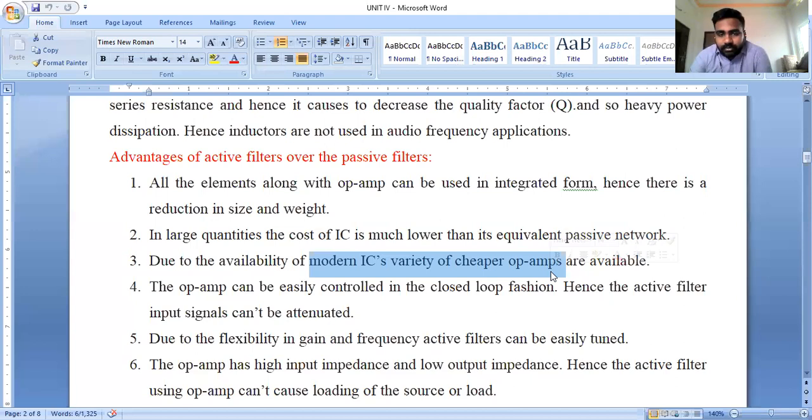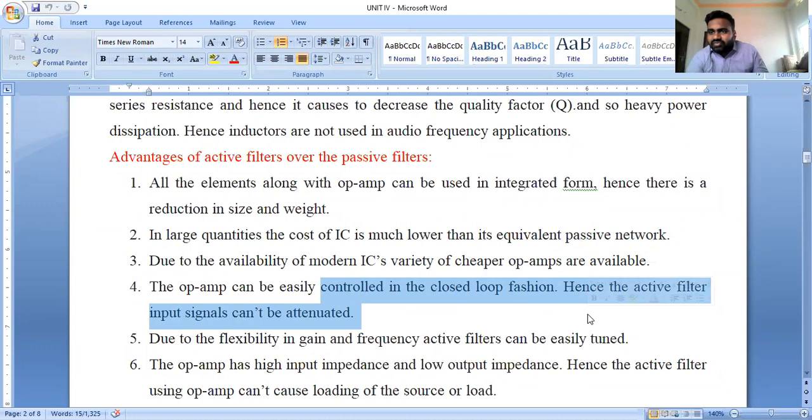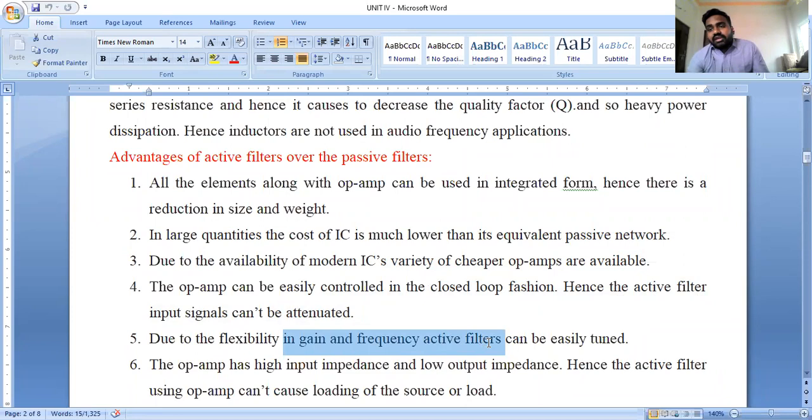And second, we know that an operational amplifier is a 5-terminal device which can be controlled very easily. It has 2 input terminals, inverting input and non-inverting input, and 2 biasing inputs. So if we construct a filter using an operational amplifier, the control function is very easy. And involving these linear integrated circuits in the construction of active filters improves the gain and frequency. If we improve the gain and the frequency, we can tune the filter very easily when compared to resistors and capacitors with inductors.